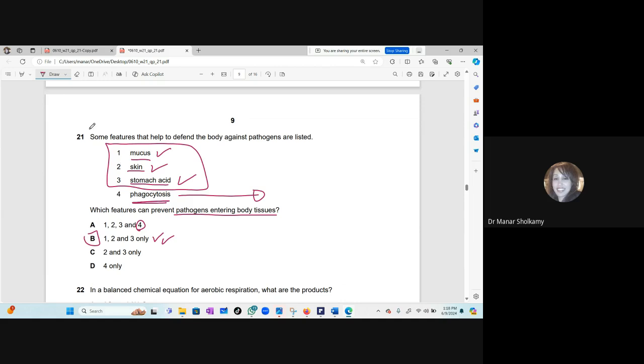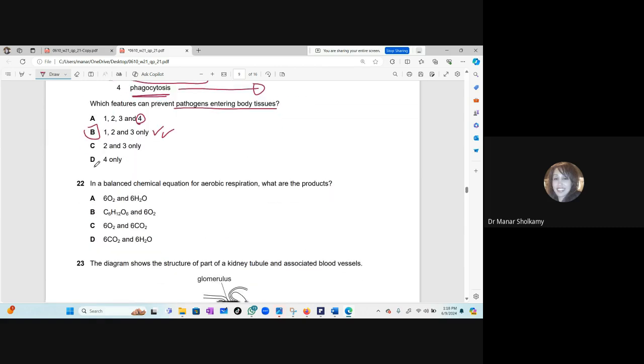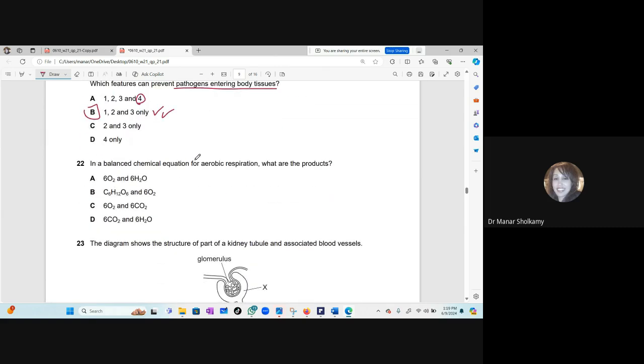Starting 20 to 40, so the first half of the exam is easy. The second half is a little bit tricky, so pay attention. In a balanced chemical equation for aerobic respiration, what are the products? D. Carbon dioxide, water, yes, correct coefficient.